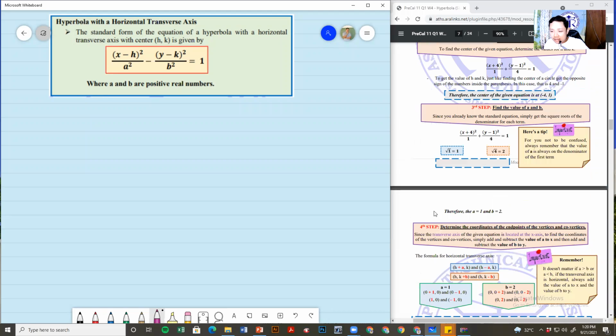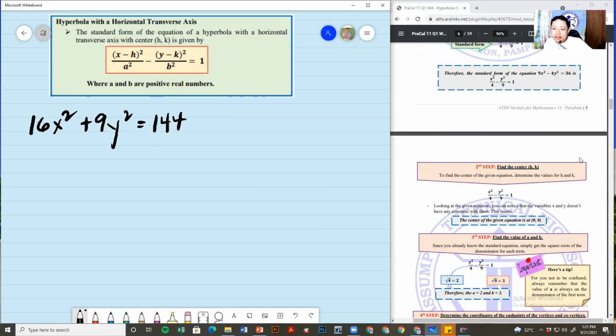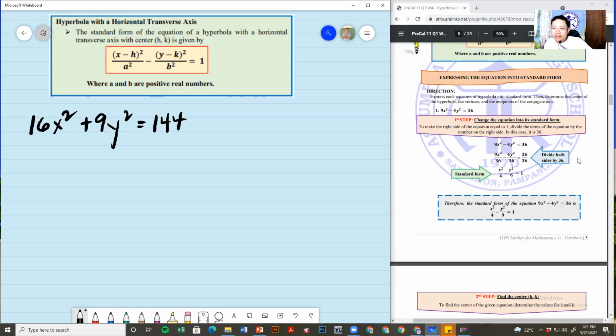Let's have an example. Instead of using this, I think I want to use our activity. Let me try number 2. So we have 16x squared plus 9y squared is equal to 144. There you go. So the process is just very easy. Actually, it's just the same as that of the ellipse.